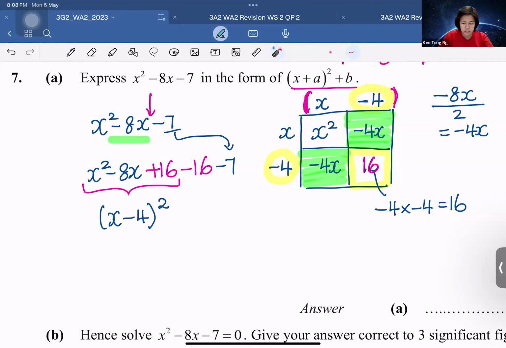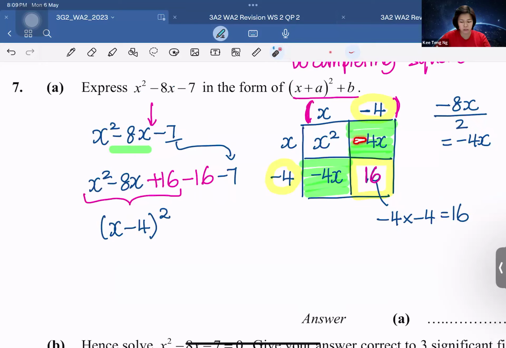You follow the sign here, negative, negative. So this also negative. All are negative. Although the question is positive, don't bother about the question. Follow your own working answer. So this negative, you write negative. Don't ignore this sign over here.